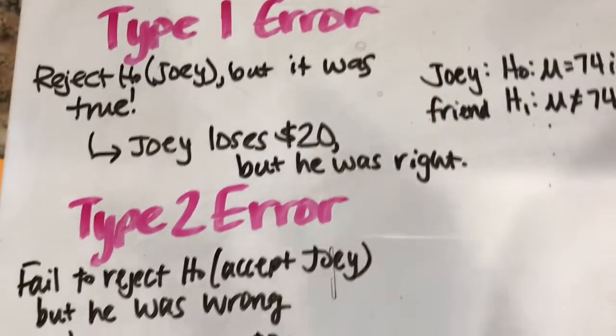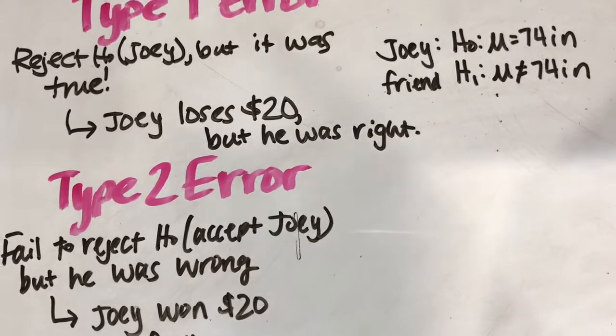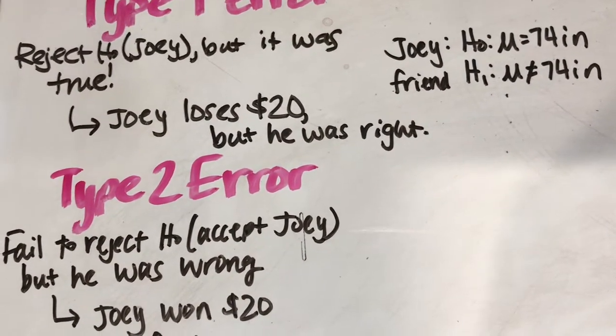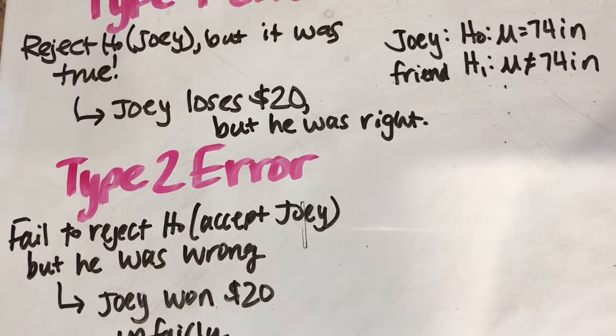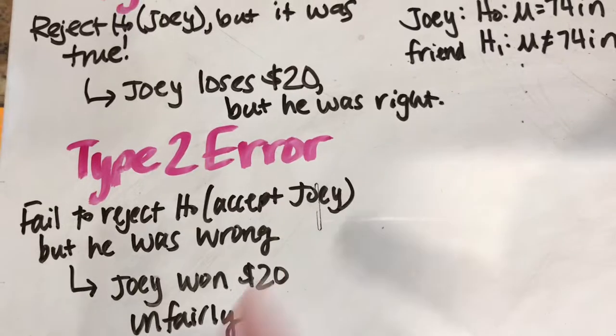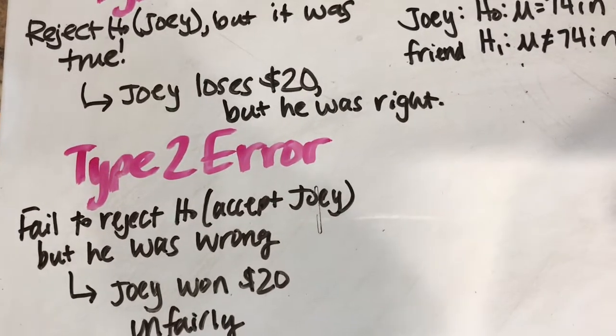Type 2 error is just the complete opposite. You'd fail to reject the null. Failing to reject the null is like accepting Joey, but he was actually wrong. So Joey won the $20 unfairly. So these things about Joey are the actual consequences.